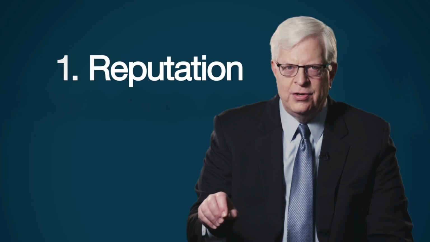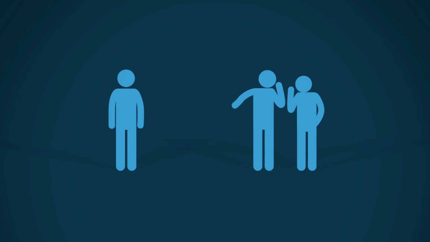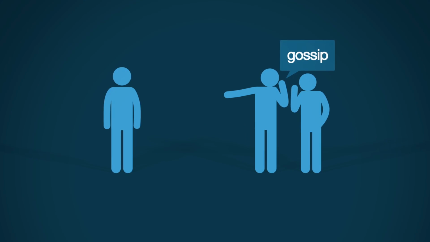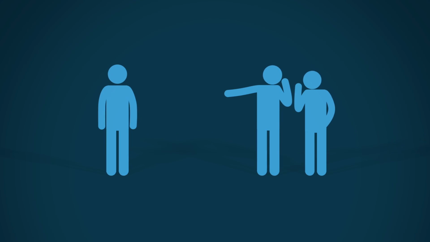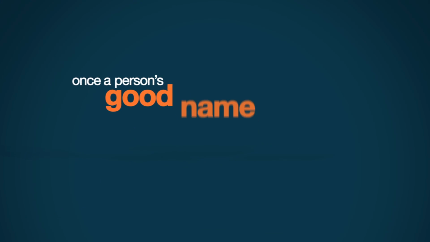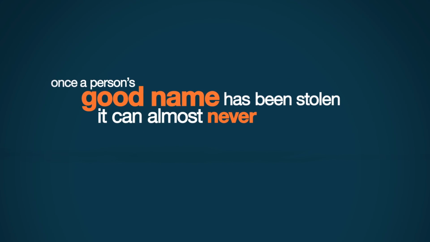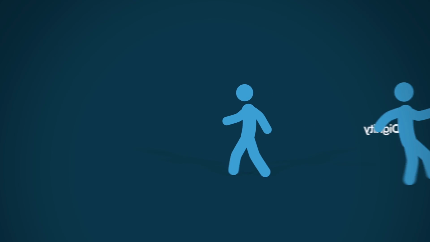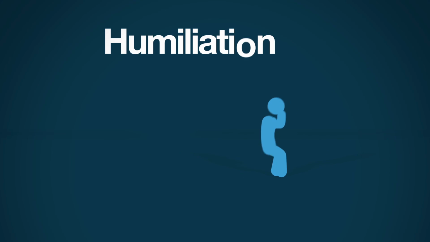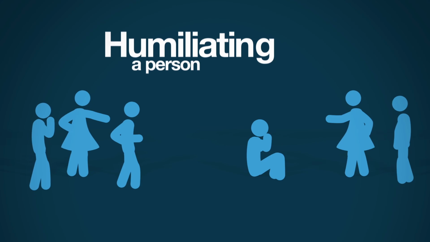Let's quickly run through these. 1. A person's reputation. Stealing a person's good name, whether through libel, slander, or gossip, is a particularly destructive form of theft because, unlike money or property, once a person's good name has been stolen, it can almost never be fully restored. 2. A person's dignity. The act of stealing a person's dignity is known as humiliation, and humiliating a person, especially in public, can do permanent damage to what is perhaps the most precious thing any of us owns: our dignity.